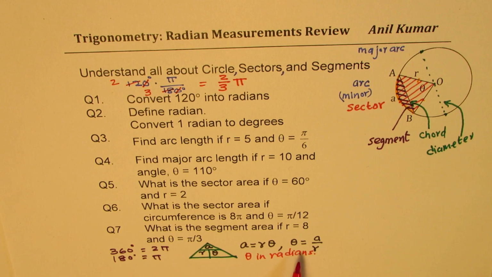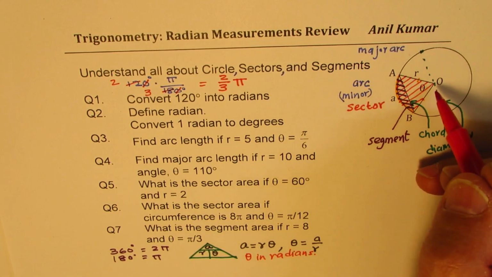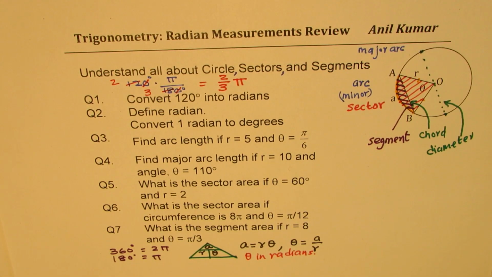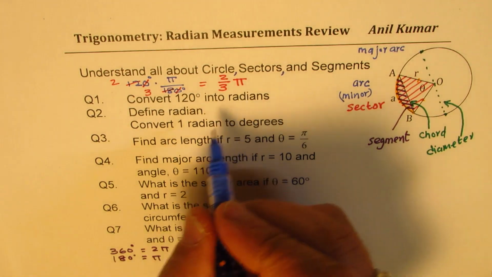So 1 radian could be what? Radian basically is a ratio of arc length to radius, right? That's a very important definition. So radian basically is a ratio.